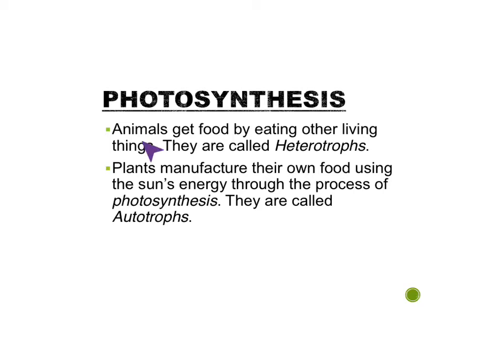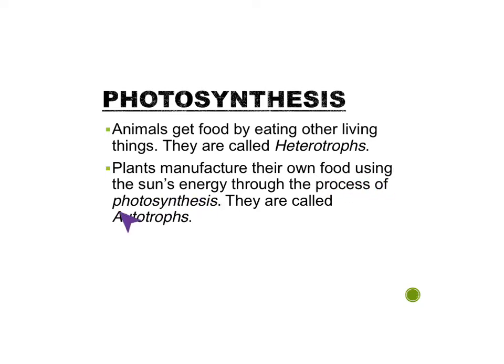But remember, animals, in order to get the food that they use for cellular respiration to get the energy out, have to eat other living things, either plants or animals. We call them heterotrophs because of that. But plants are different. Plants don't have to eat. They can manufacture their own food, and they use the sun's energy to do that.